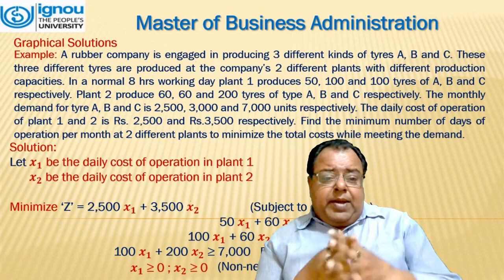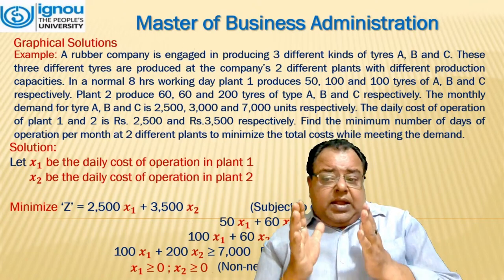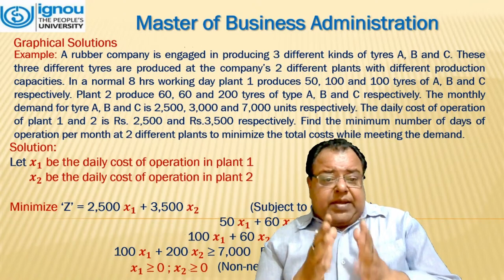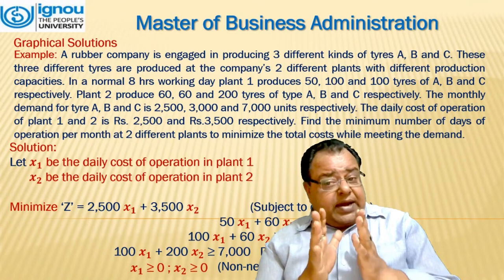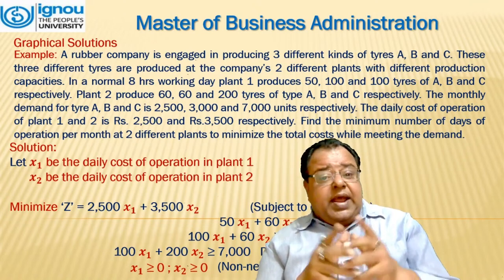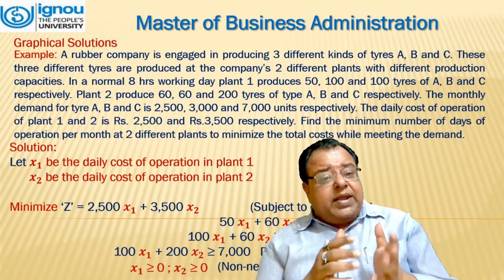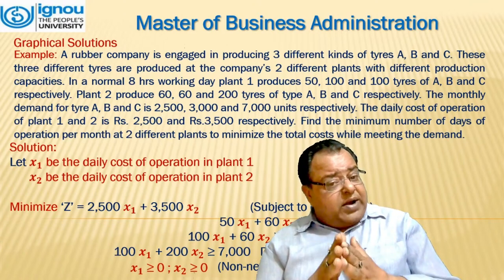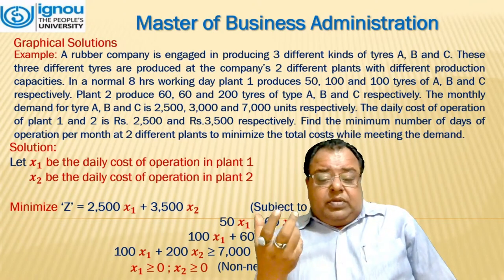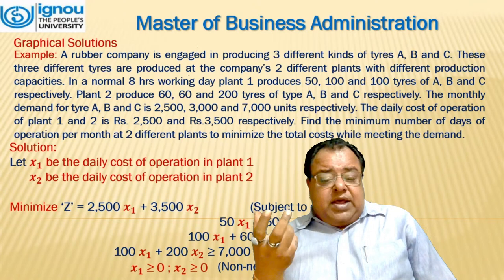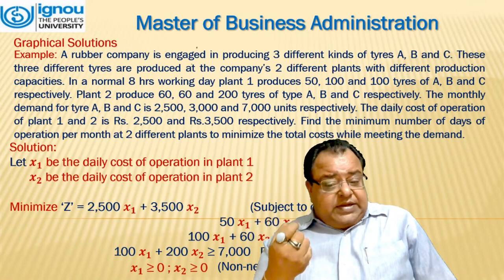Now, we go back to the problem where we can see that in plant 1, type A has the capacity of 50, type B 100, and type C is again 100. And in plant 2, it is 60 for type A, 60 for type B, and 200 for type C. So coming down, how the demand constraints are formulated: 50 X1 plus 60 X2.